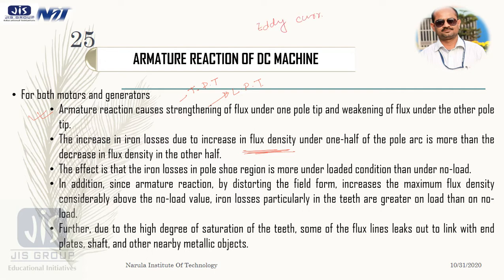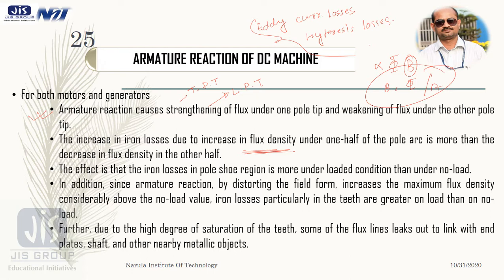Iron loss consists of eddy current losses and hysteresis losses. These losses, if you see the equation, which I am not discussing right now because this is the concept part only, are directly proportional to the flux density B. Okay, and B equals phi by A.